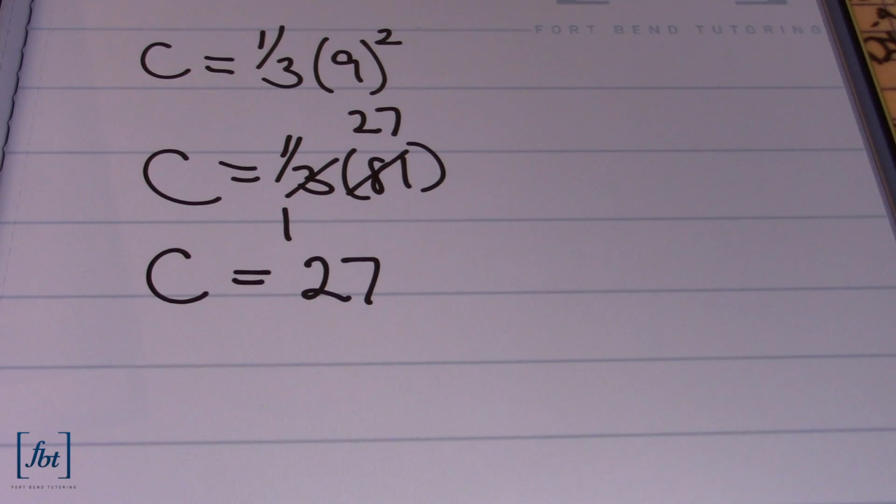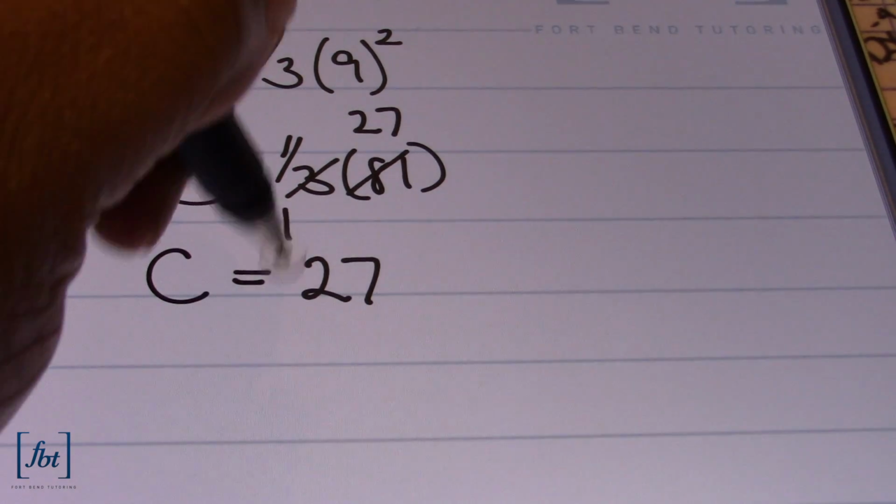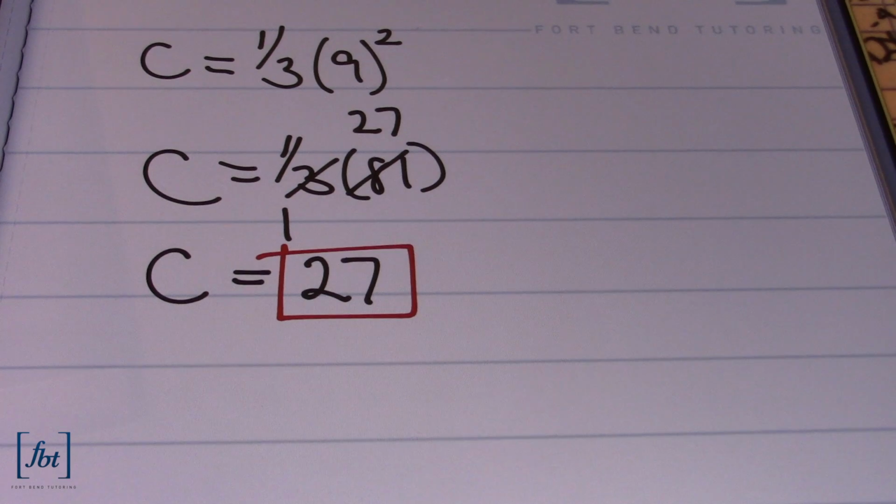Yeah. 27 is the answer. Red box it. Red boxing it. And that's problem number 2. Not bad, right? Not bad at all. Let's check out problem number 3.